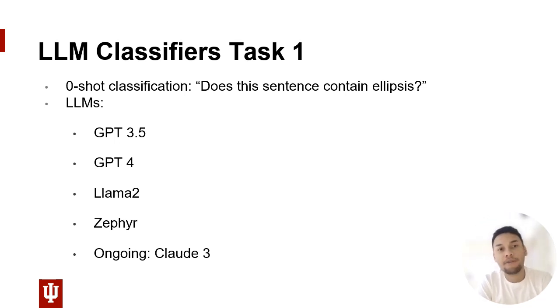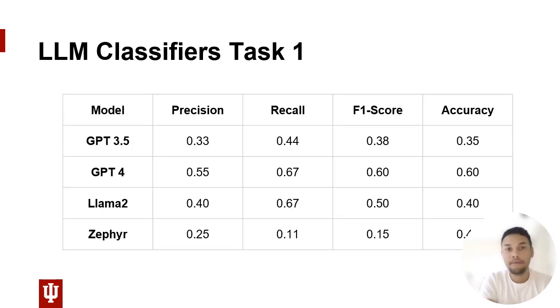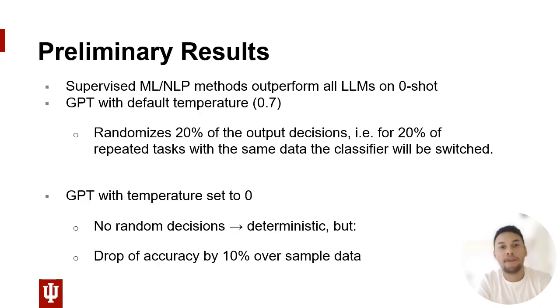And so looking now at the zero-shot classification, we asked the question, does the sentence contain ellipsis? To GPT 3.5, GPT 4, Llama 2, Zephyr, and we're currently working on Claude 3. So here are the results for each of these models. And so we noticed that looking at the accuracy, GPT-4 yielded the best results out of the 4. So we see that the supervised machine learning or NLP methods outperform all large language models on zero-shot.